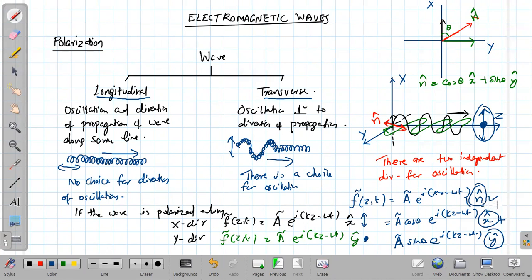The wave is said to be unpolarized if the direction of oscillation is random. If the direction of oscillation is not along one particular line, and it is random, then we call it a plain unpolarized wave. Otherwise it is called polarized. So the concept we want to look at here is the term polarization.